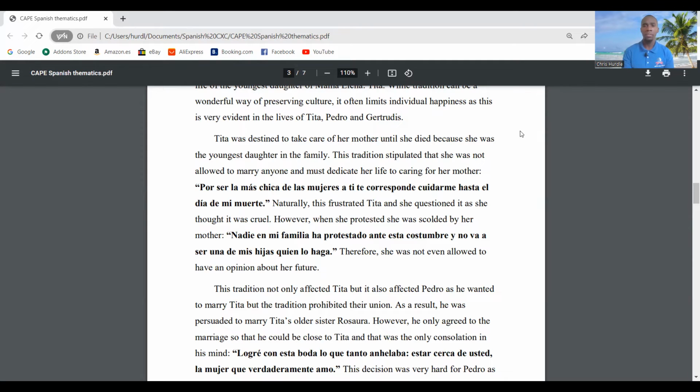So, as you see, the first quote would illustrate the rigidity of the tradition, okay? And this was actually a quote from Mama Elena talking to Tita. And the second quote would have illustrated that the tradition had to be followed regardless of how she felt. Okay? So it didn't matter how Tita felt, she had to follow the rules. All right? So as you see, both quotations are relevant to what I am explaining. Okay?